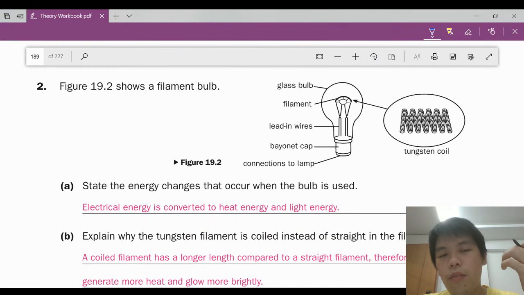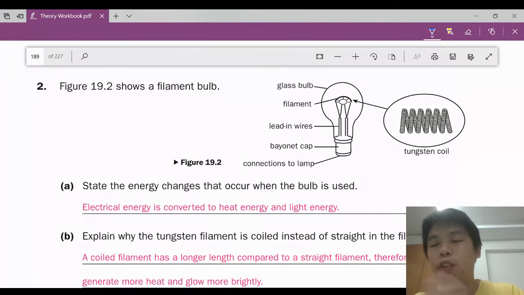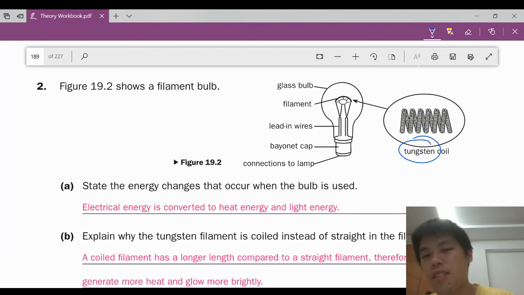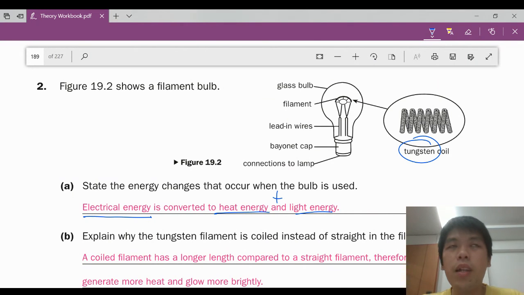So what we have here is a filament bulb. Remember we talked about the 3 different lamps itself. This is the old school one where we use a filament. A filament, in this case, the material used is tungsten. So state the energy change that occurs. We have electrical energy converted into heat plus light. So there are 2 here, heat plus light. Why? Because remember the filament lamp is not efficient. Most of it will be lost as heat. Only a very small amount is converted into light energy.